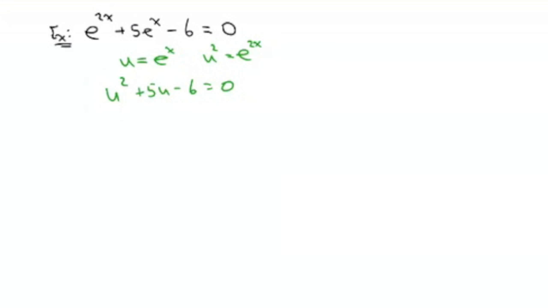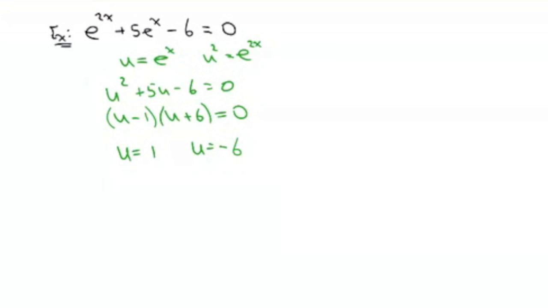And then factor. Factors of 6 that subtract to 5: u minus 1 and u plus 6. U minus 1, u plus 6, and this is equal to 0. All right. So out of this we're going to get u equals 1 and u equals negative 6 after setting both of the factors equal to 0.